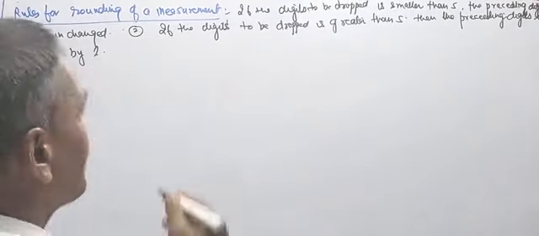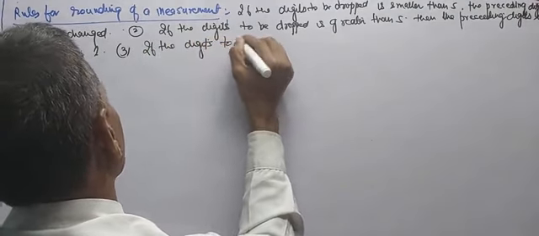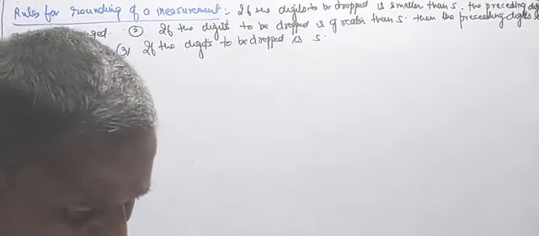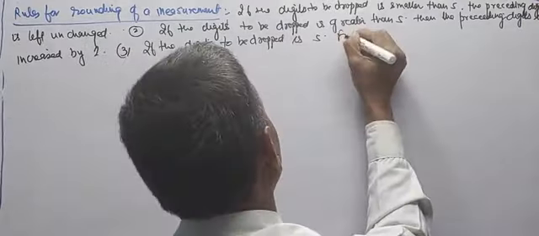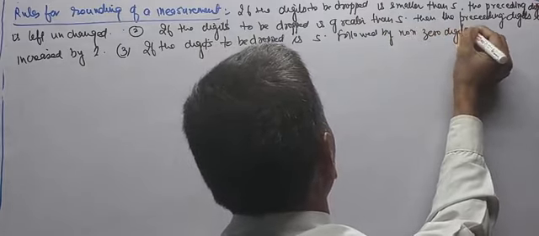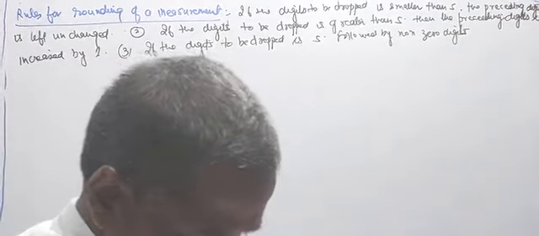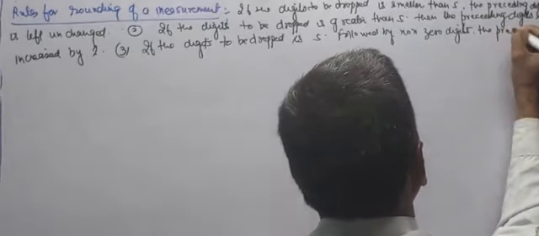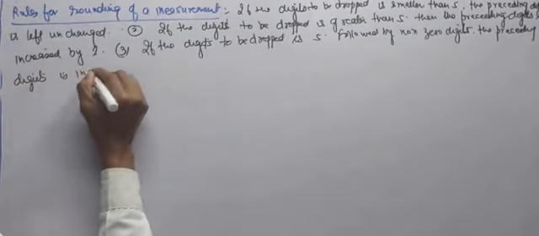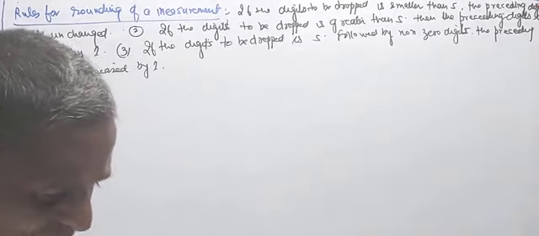If the digit to be dropped is 5, third point, if the digit to be dropped is 5 followed by non-zero digits, then the preceding digit is increased by 1.